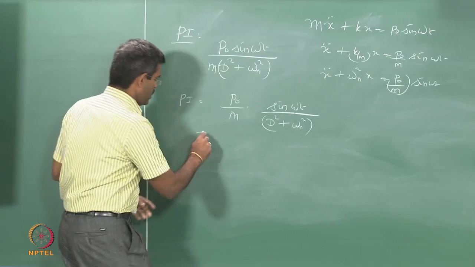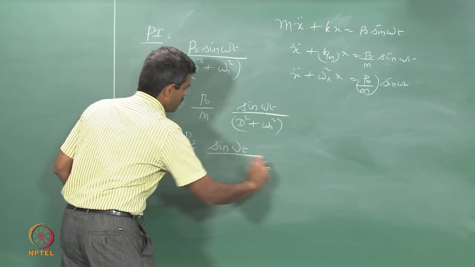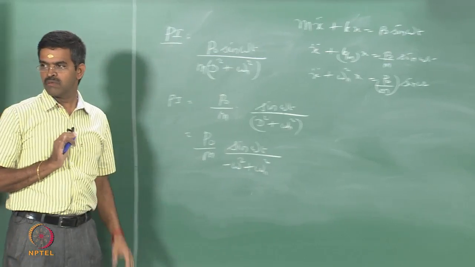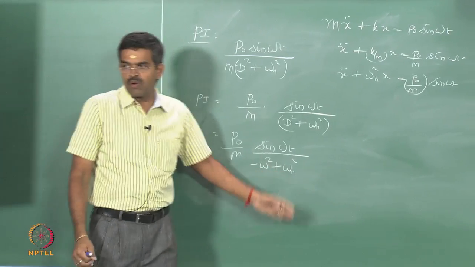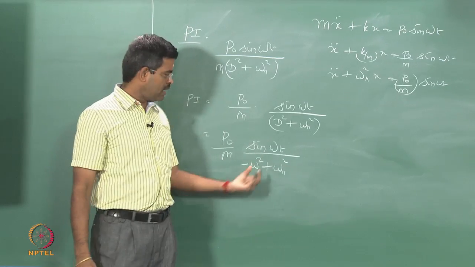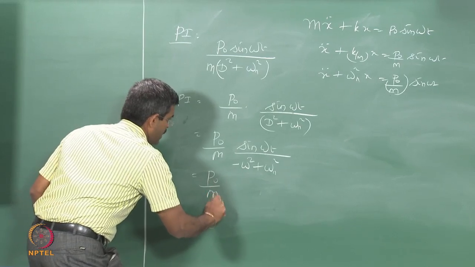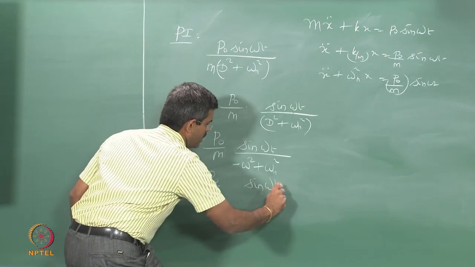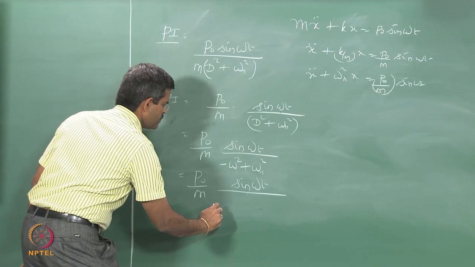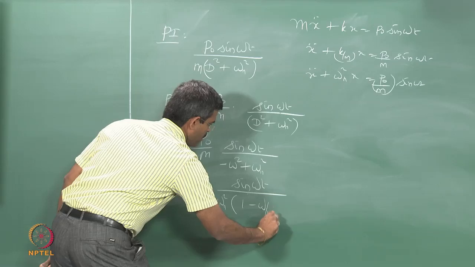I am going to do the same thing here, p naught by m sin omega t by minus omega square plus omega n square. Now, we really do not know whether it becomes 0 or not, because we do not know the values of omega and omega n, we can leave it as it is. Okay. I will rewrite this slightly in a different form, which I say p naught by m sin omega t. I will take omega n square out, 1 minus omega by omega n the whole square.